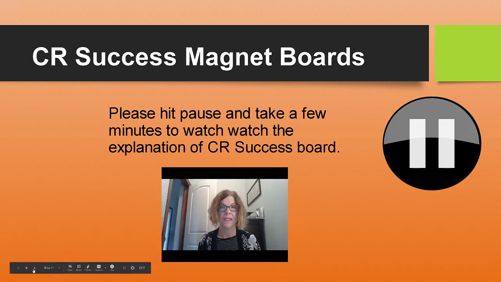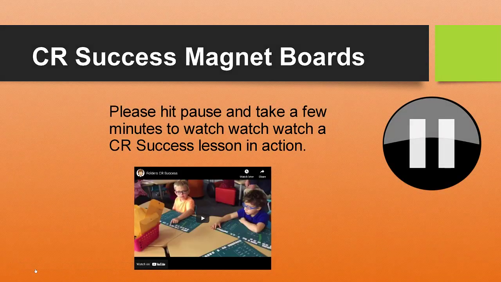Let's take a closer look at a CR Success. So now we're going to see a small portion of a phonics lesson in action. You'll notice that they have their boards, and you'll see that this is a second grade lesson because we see many letters, digraphs, beginnings, endings, suffixes, prefixes, etc. on the folder lesson board. So let's take just a moment to watch a few minutes of a CR Success lesson in action.